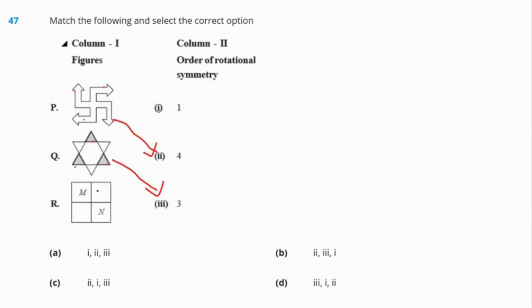So it has an order of symmetry, but it rotates only once, okay? So the order of rotational symmetry is 1 only. So here, first one 4, first one 2, second one 3, and third one 1, okay? So B is the correct option. 2, 3, and 1. B is my correct option.